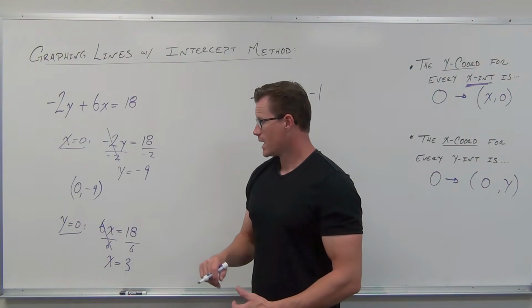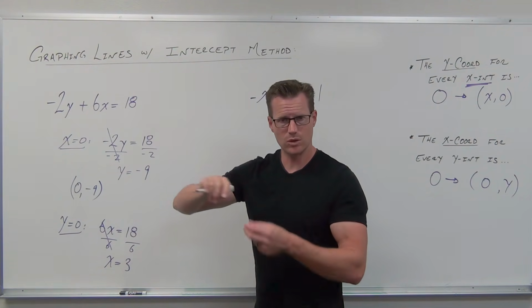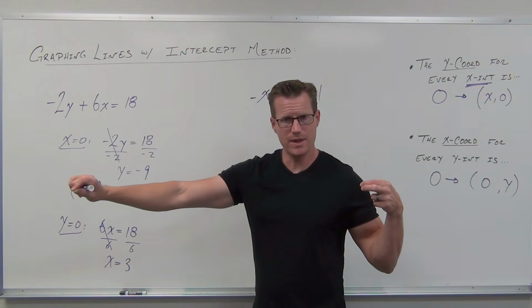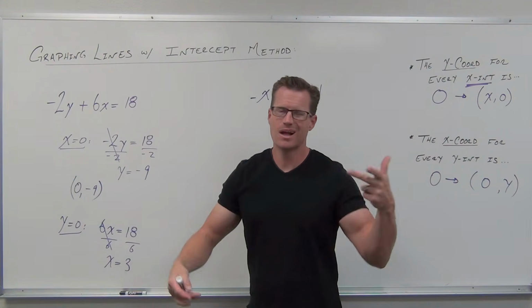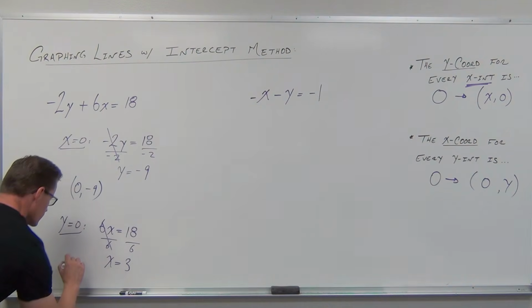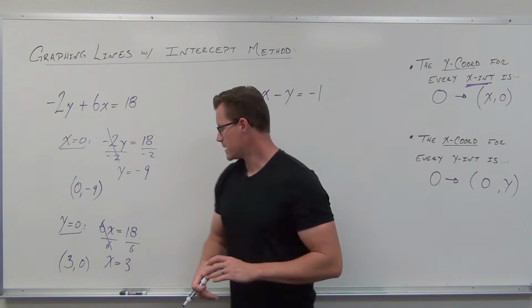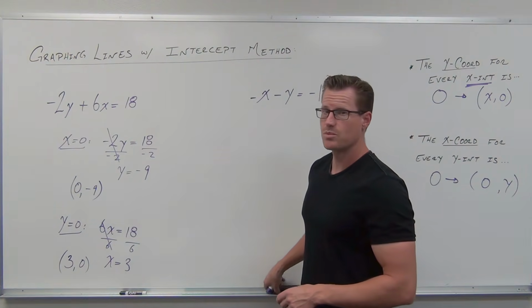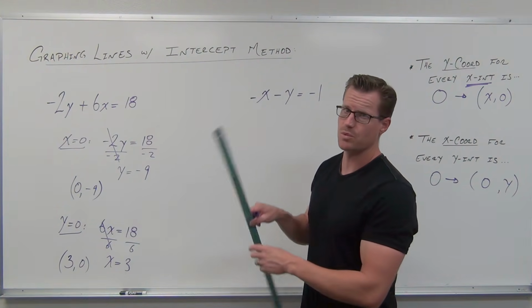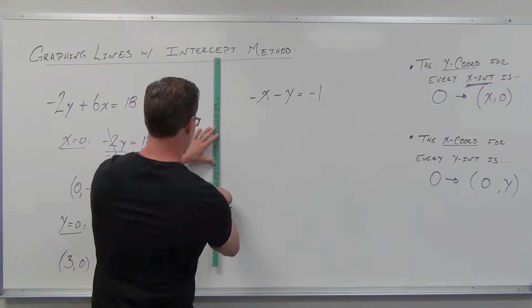And hey, I plugged in y equals 0. That's cool. I should only be left with an x value. That's somewhere on the x-axis. That's an x-intercept. Let's write that out. So 0, negative 9, and I got 3, 0. That's 2 points, and we can graph any line with just 2 points using the intercept method.